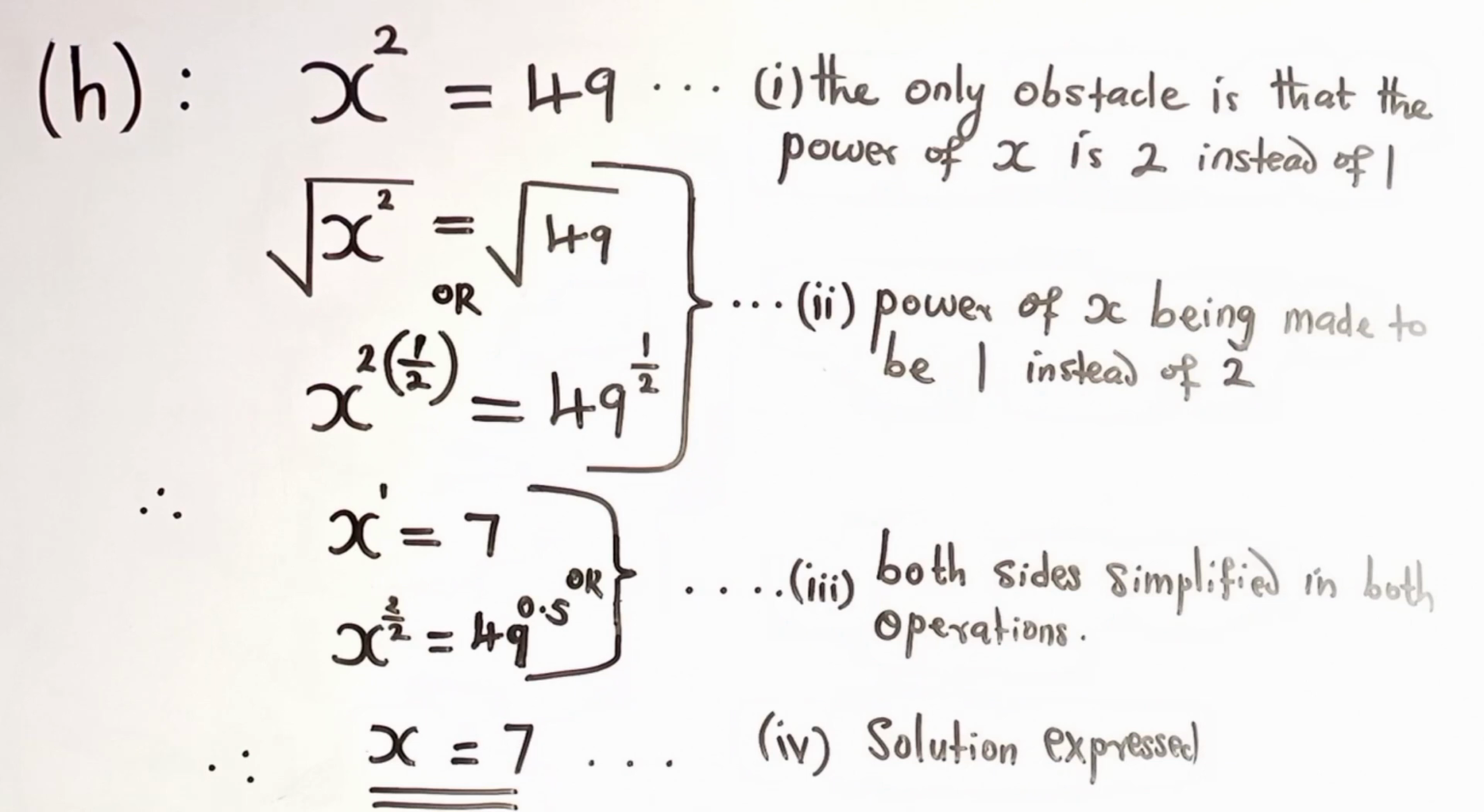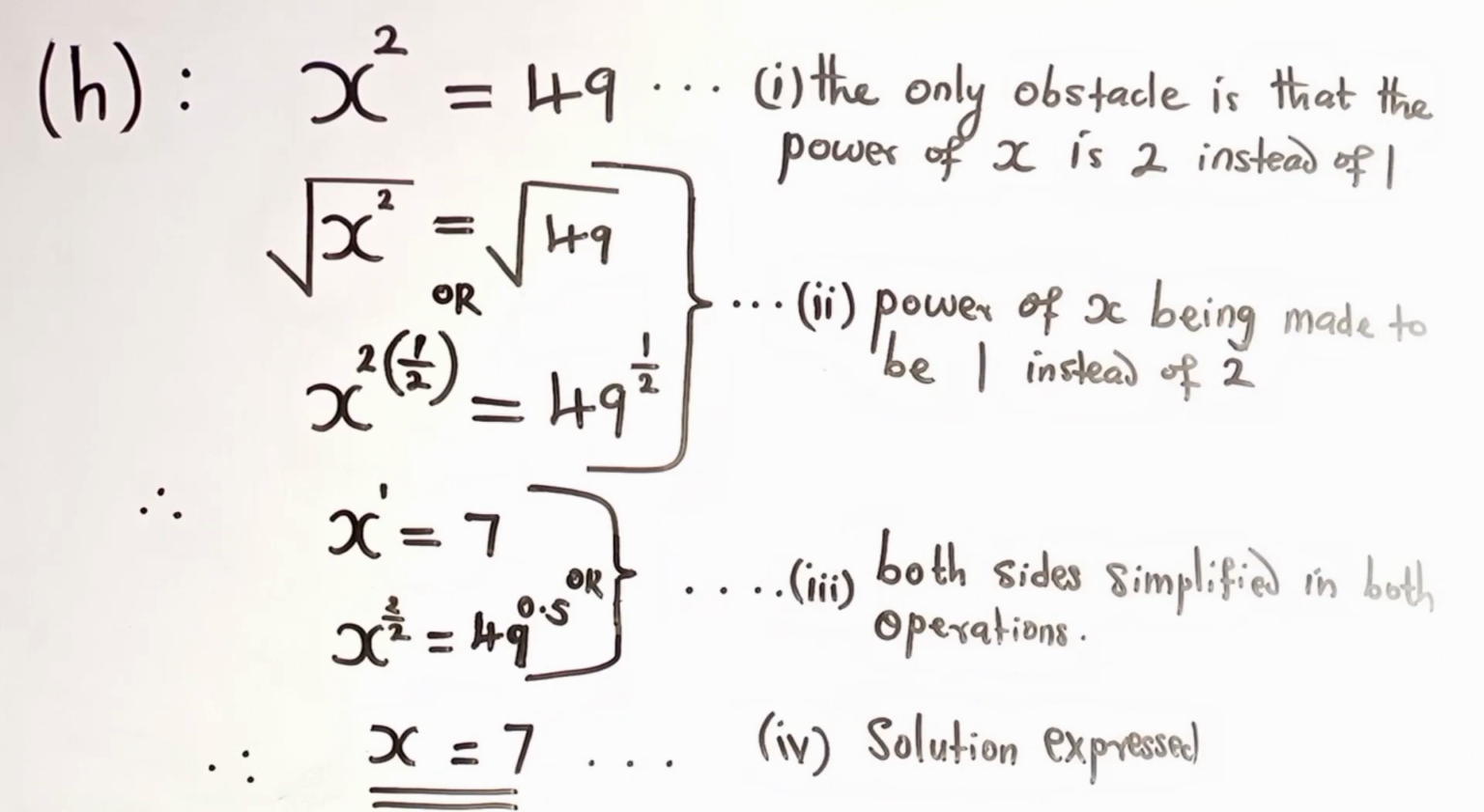Don't forget that not having power of 1 by a variable is one of the obstacles a variable can have when it exists as a part of the equation. In this case, we have x to the power 2 is equal to 49. So we learn how to make this power 2 become power 1 so that it conforms to the notation of x as we learned earlier.